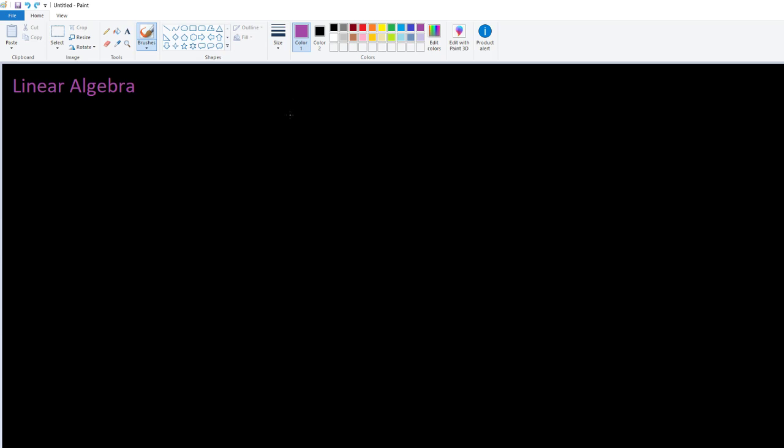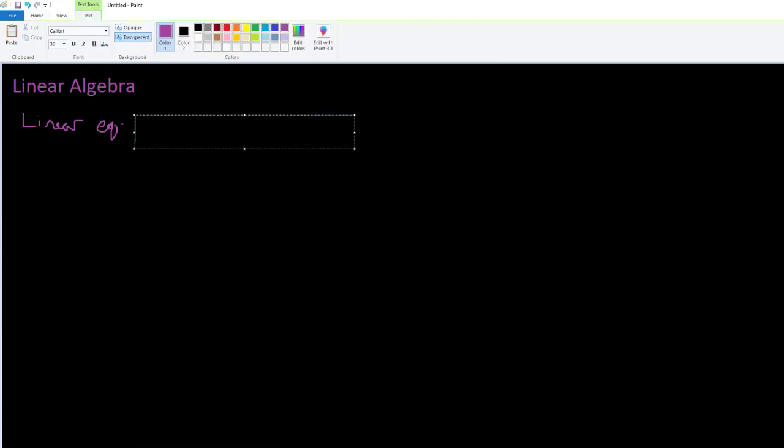Okay, so what is a linear equation? A linear equation is of the form, I'm going to use the text tool actually, ax plus by equals c. That's a linear equation, meaning that every variable, x and y, is to the power of 1.